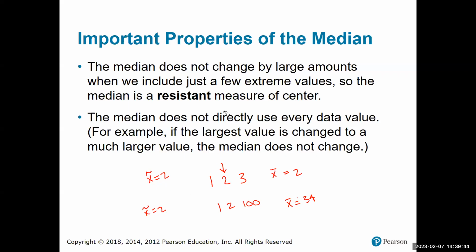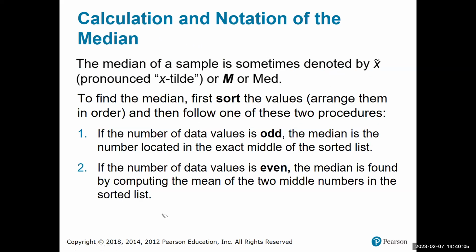And the mean is sensitive to outliers, right? So if the mean is sensitive, it means it is affected by outliers. The median is resistant, meaning it's not affected by outliers, right? So the mean is sensitive versus the median is resistant. Okay, moving on. The median of a sample is sometimes denoted by x tilde. I already showed you that. It's x with sort of a funny squiggly line on top. We say x tilde, or like a boldface M, or just MED for median.